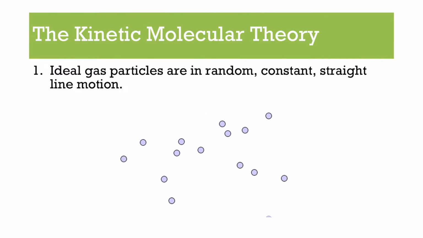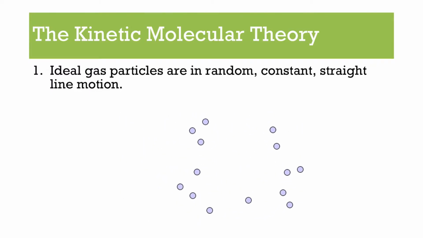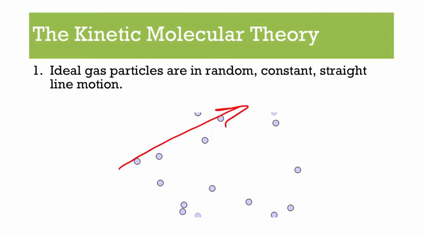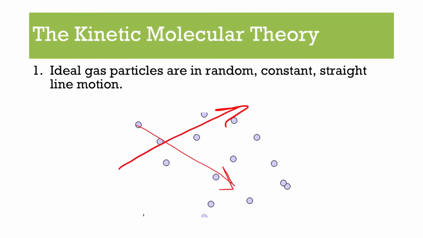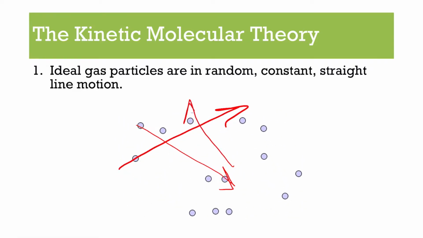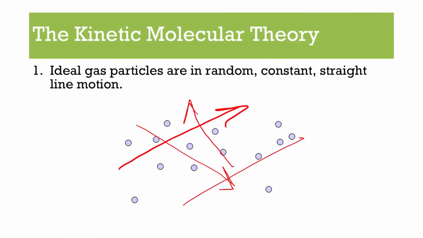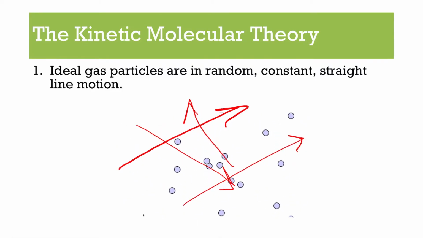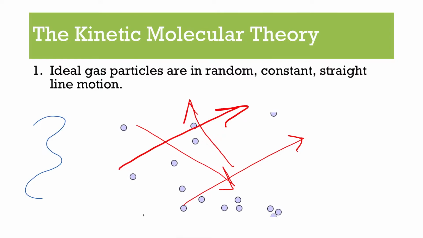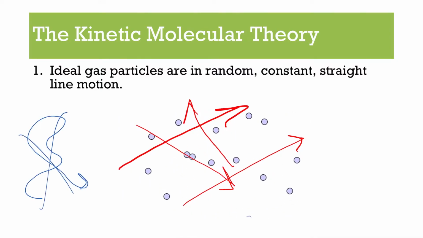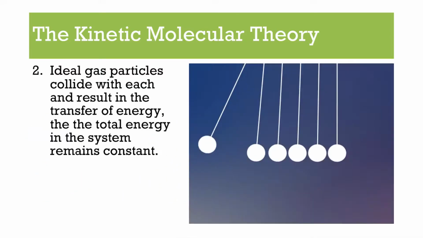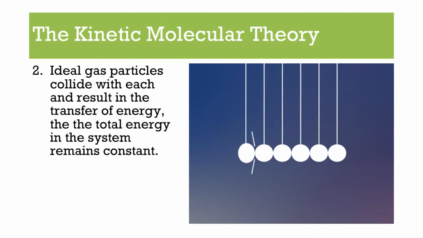Statement number 1 says the ideal gas particles are in random, constant, straight line motion. So basically what that means is that these gas particles move in straight lines until they hit something and bounce back. Perfectly straight lines, they're not going towards anything, they just do whatever they want in a straight line. So what you don't see is these weird patterns. All they do is go straight.